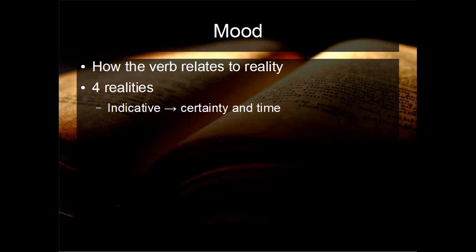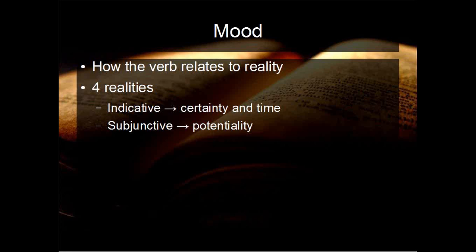Okay, the next mood, and they're not in particular order this time. So the next mood is known as the subjunctive mood. Subjunctive mood is potentiality. We don't know if it's going to happen or not. That's the subjunctive mood, okay? I may or may not study Greek tonight. It's potentiality, that's subjunctive, okay?